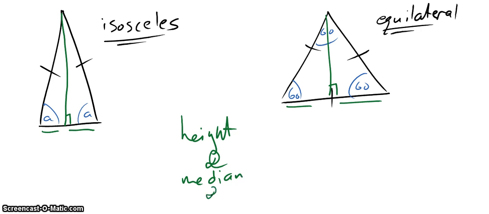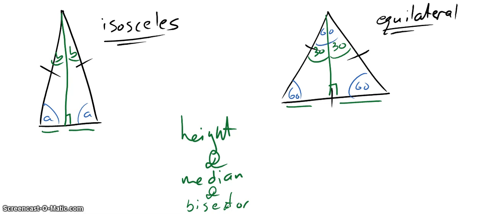And it's also cutting this angle into two equal parts, 30 and 30 in here, and B in here, so it's also the bisector. Okay, height, median, bisector. So we have to know this about these two triangles.